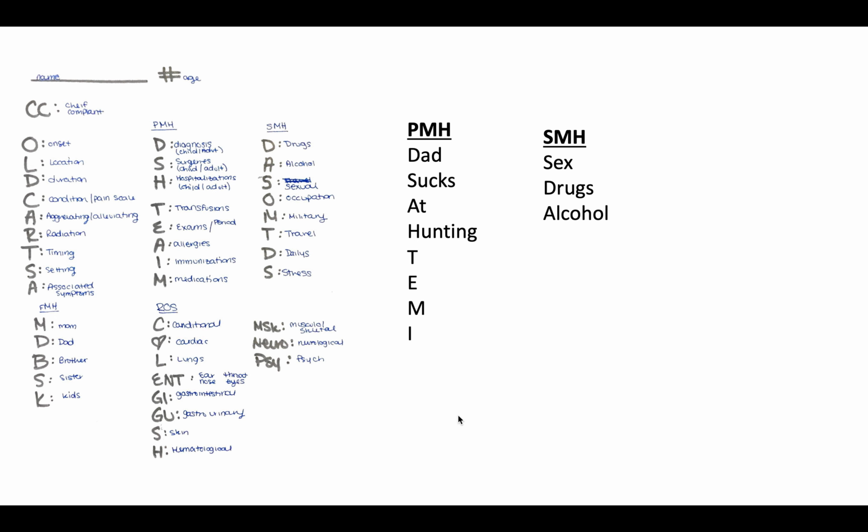So, for your patient encounter, as you know, we've already covered OLD CARTS. That is for sure your mnemonic here: onset, location, duration, character, aggravating or alleviating factors, radiation, timing, setting, and associated symptoms. I feel like you guys at this point have got that down pretty well.